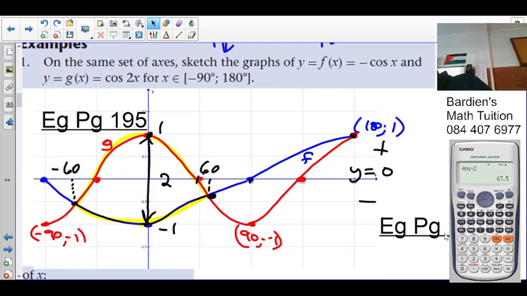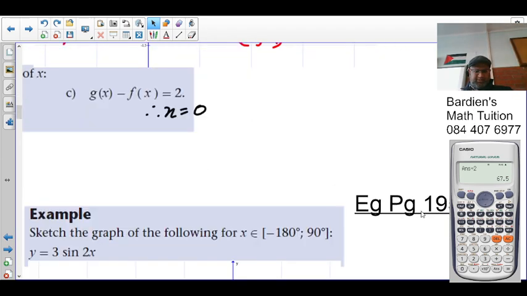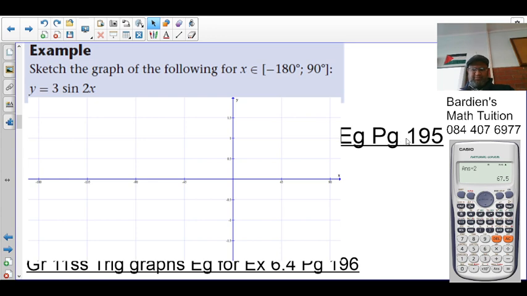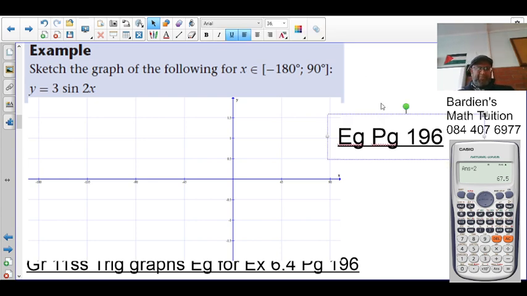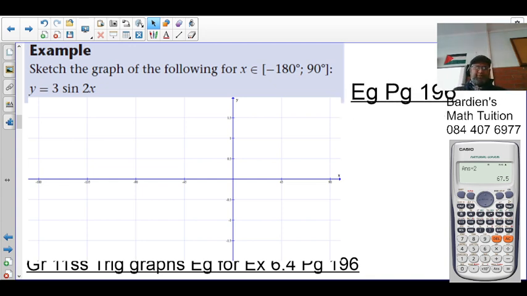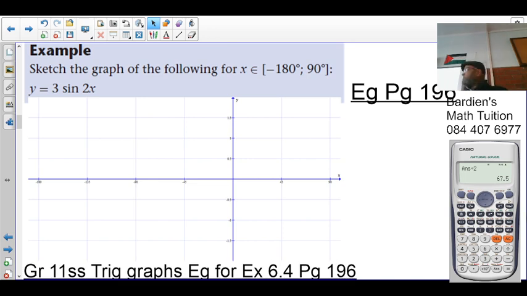The example on page 196. Okay? No problem. So we put this in the calculator. The period of this graph is now 3. The amplitude is now 3. Well, I'm going to redraw this graph. I'm going to put this 1, 2, and 3 here. Minus 1, minus 2, minus 3. So if you plug that into the calculator, it's going to be table 3 sine 2x.